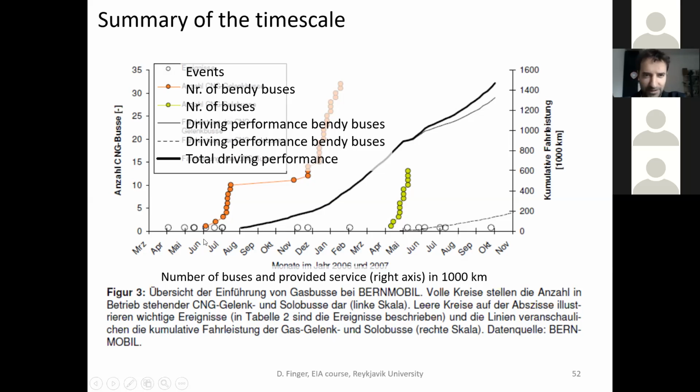What you can see here, the open spots, were events where something happened to the natural gas buses that led to a temporary replacement of the natural gas buses with diesel buses. This was actually of major concern to the operator, because they were worried that the natural gas buses might not be as reliable as the diesel buses, which was an important aspect for the operator of the public buses. And we, of course, took a look into this as well.